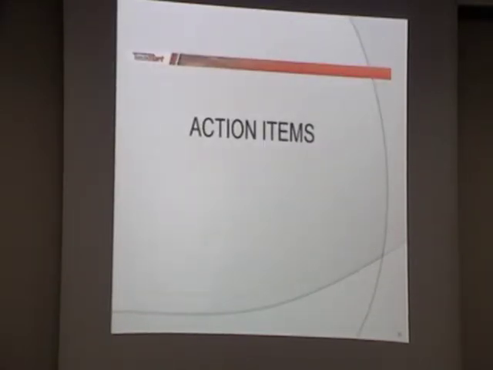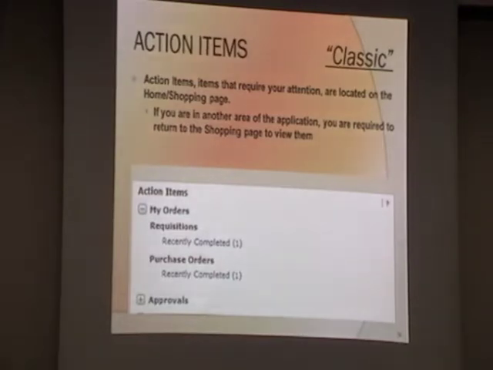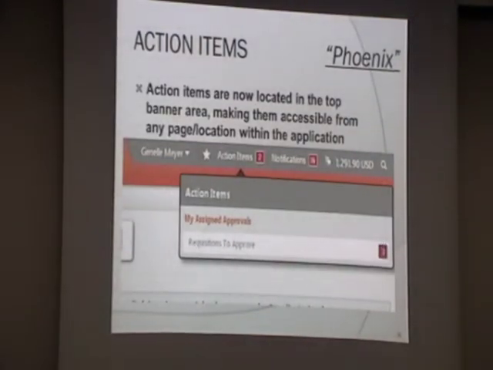Action items. In Classic, action items were items that require your attention and are located on the home shopping page. If you are in another area of the application, you are required to return to the shopping page to view them. And this is what it currently looks like in the Classic UI. In Phoenix, action items are now located in the top banner area, making them accessible from any page location within the application.